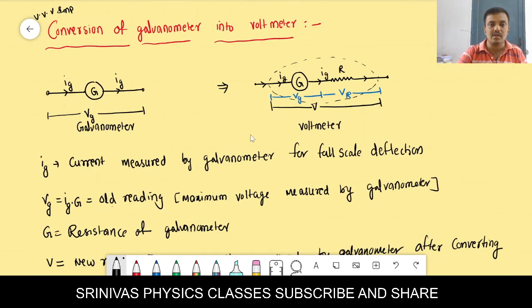You see very carefully. This is the galvanometer. Now the galvanometer is converted into a voltmeter just by connecting a high resistance in series. Then what is the total effective resistance of the voltmeter? This is the galvanometer. If the series resistance is connected to the galvanometer, then it is converted into a voltmeter automatically. Then what is the resistance of the voltmeter after converting?